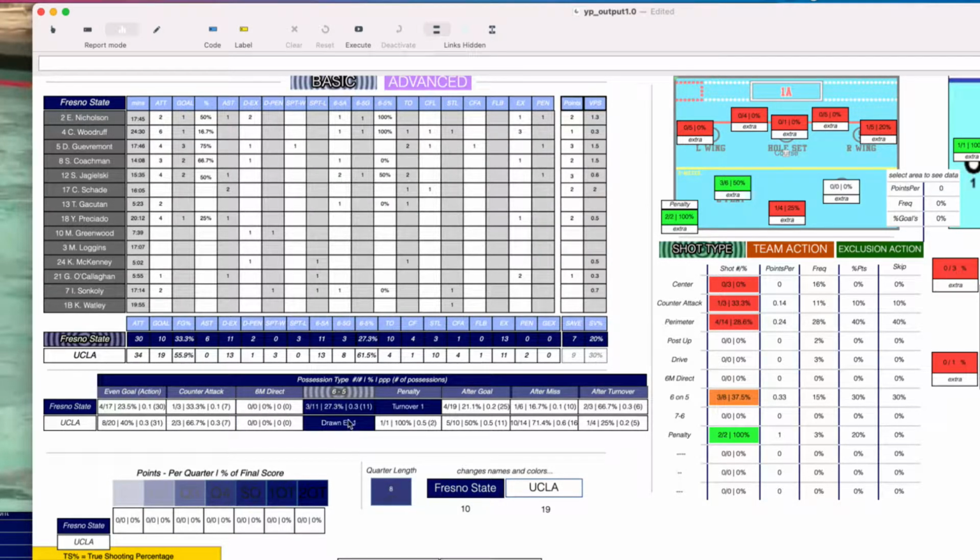6-on-5, though, was a little more interesting. They drew an exclusion on their 6-on-5. They had 1 turnover on their 6-on-5. They were 3 for 11. Okay, so a little more interesting.